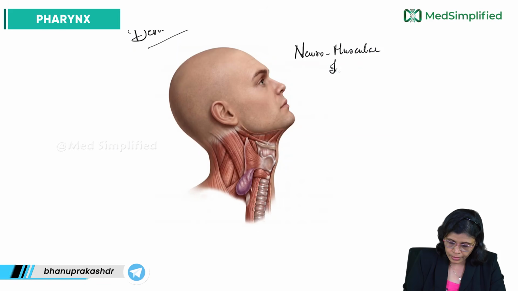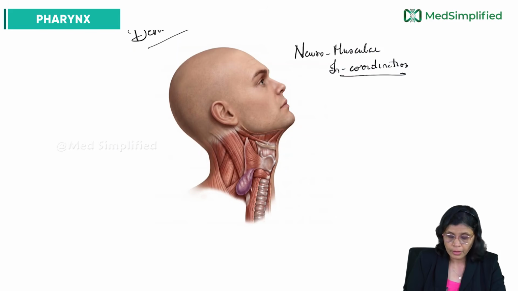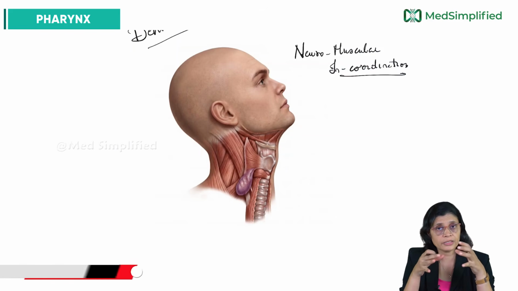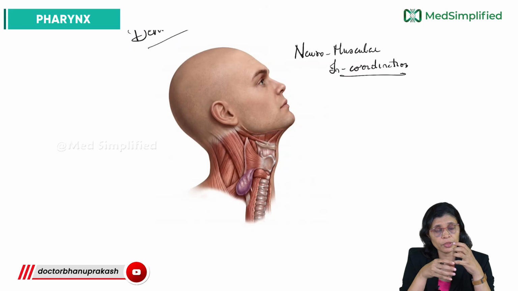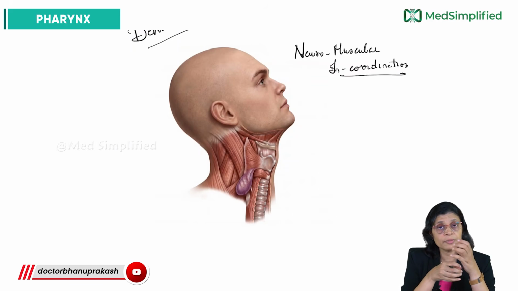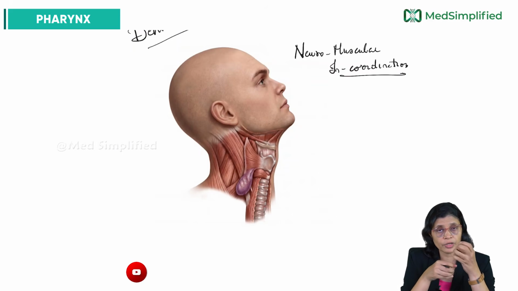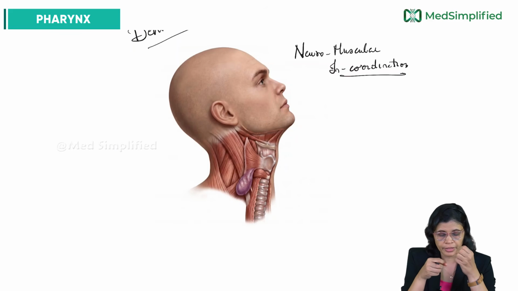When there is neuromuscular incoordination, what will happen? Instead of one muscle contracting and the other relaxing and vice versa, both the muscles will contract at the same time. So what is happening? There is a lot of pressure there.